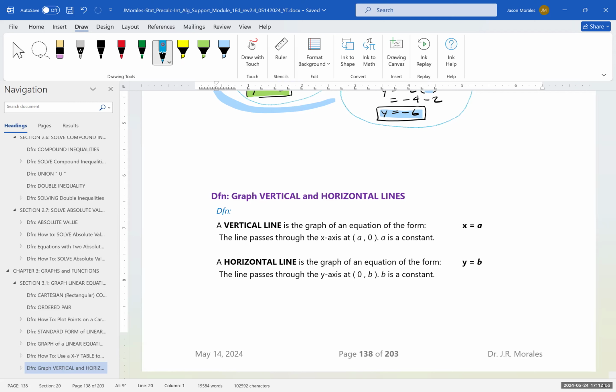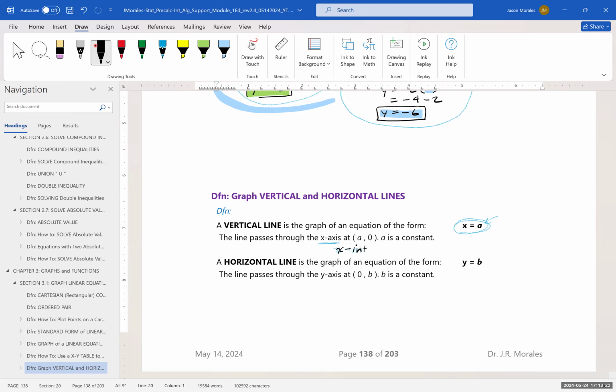A vertical line, so this will be a line that goes up and down, is the graph of an equation of the form x equals a. So a is just going to be some number. The line is going to pass through the x-axis, which is going to be the x-intercept, at the point (a, 0), where a is a constant.